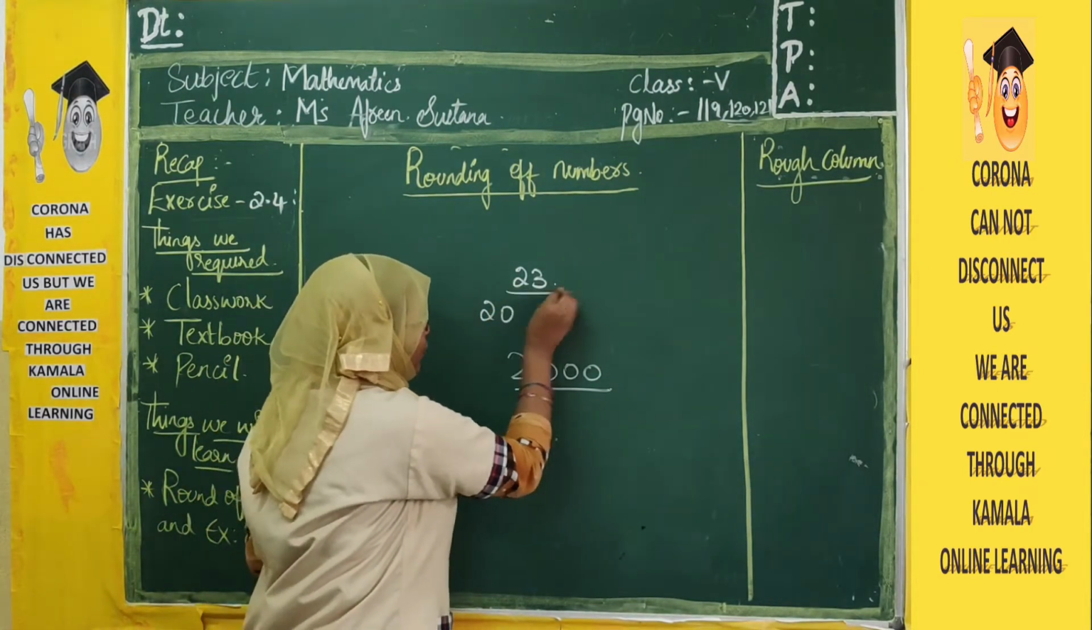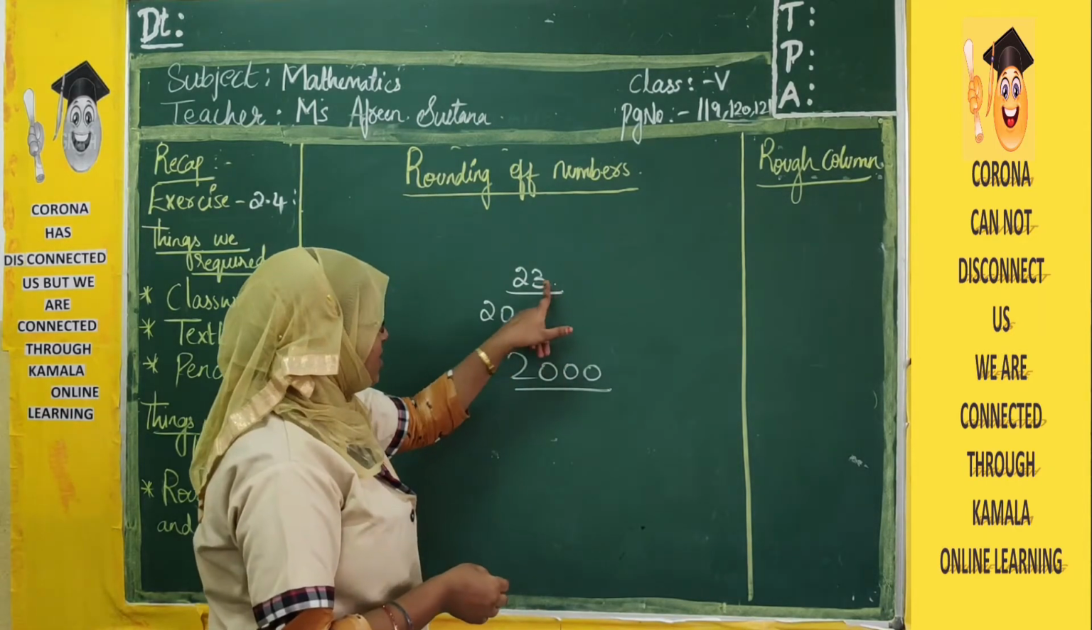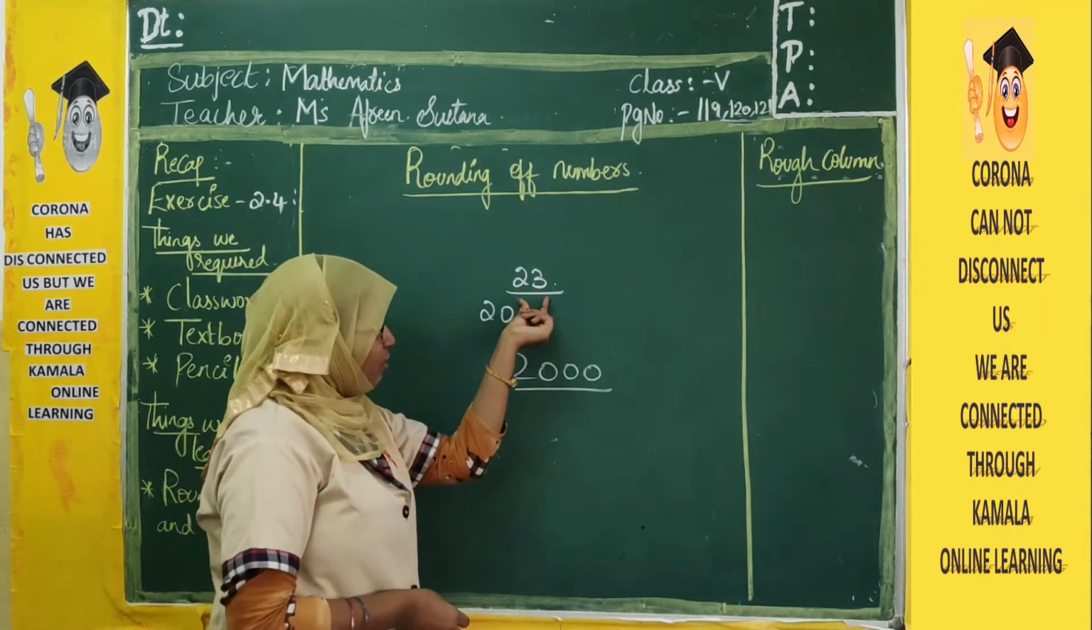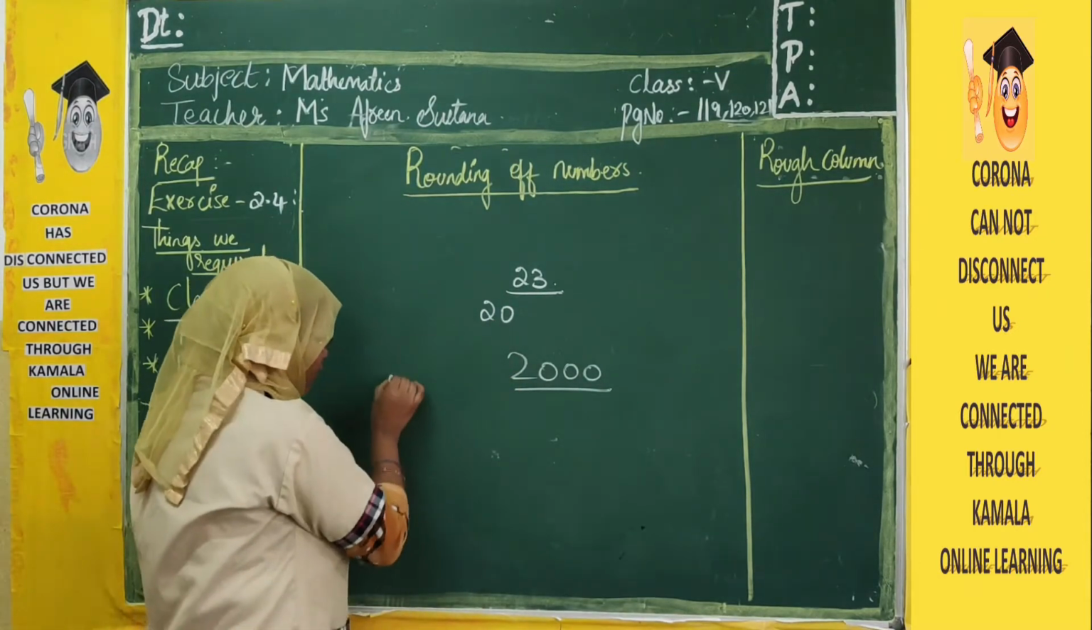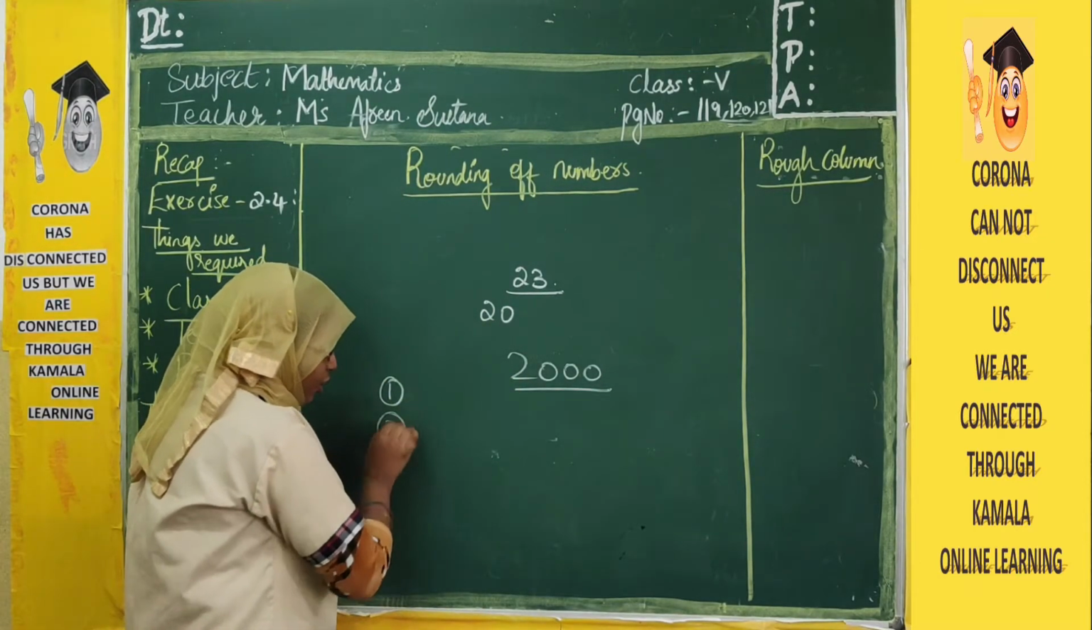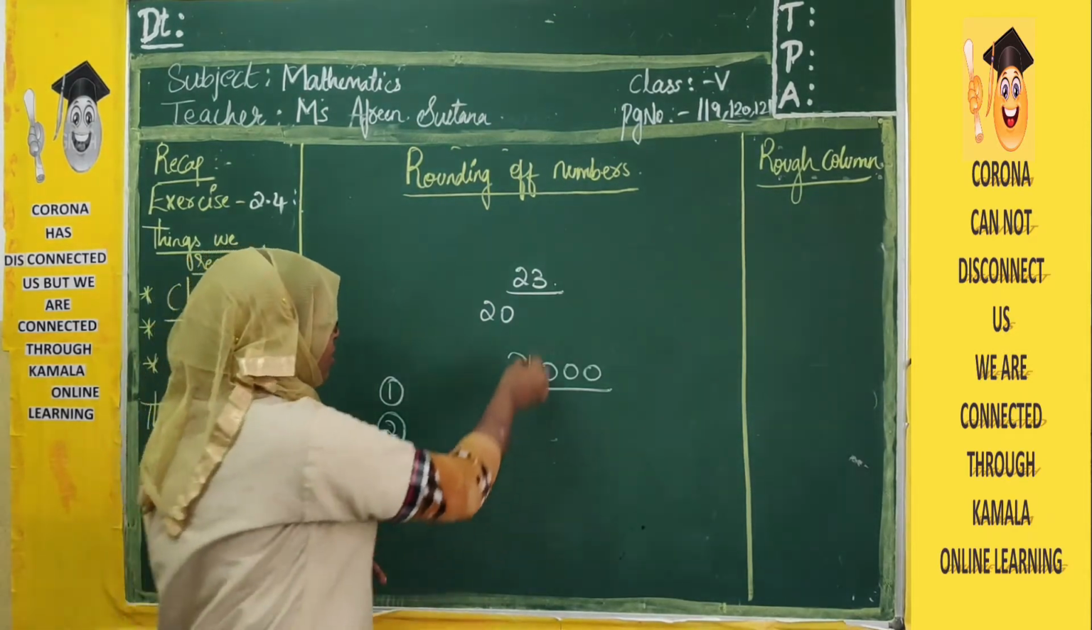So I have taken 23. This is ones and this is tens, right? I want to round off 23. So how to round off? We have two methods. One is the number line method, and the second one is the shortcut method. Now, the number line method.